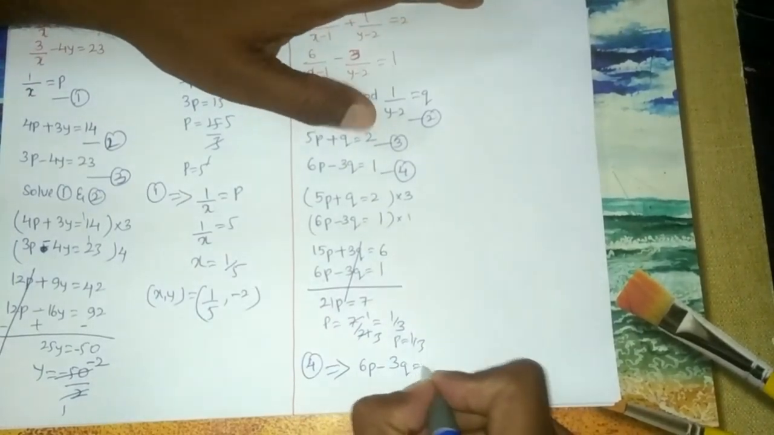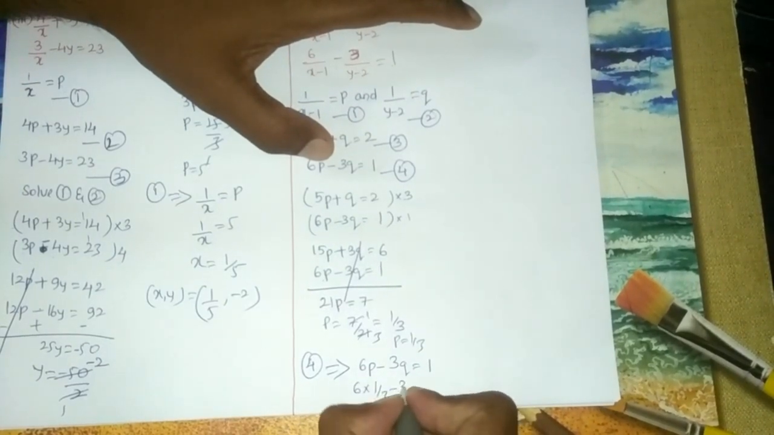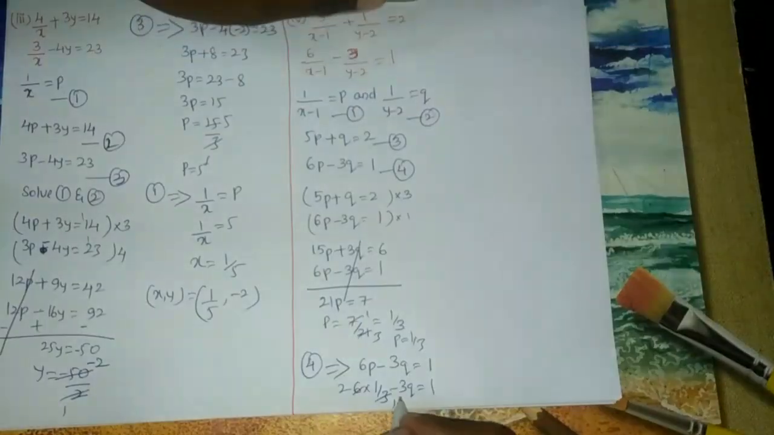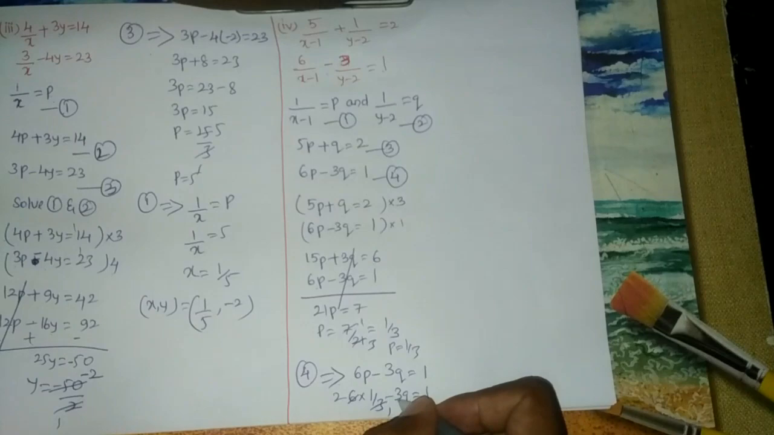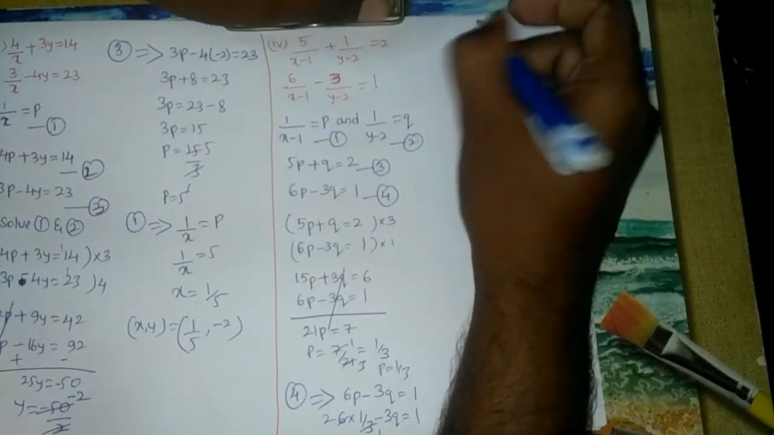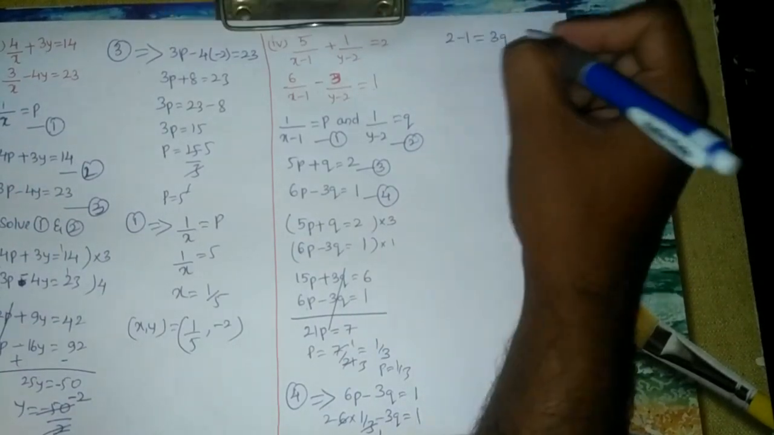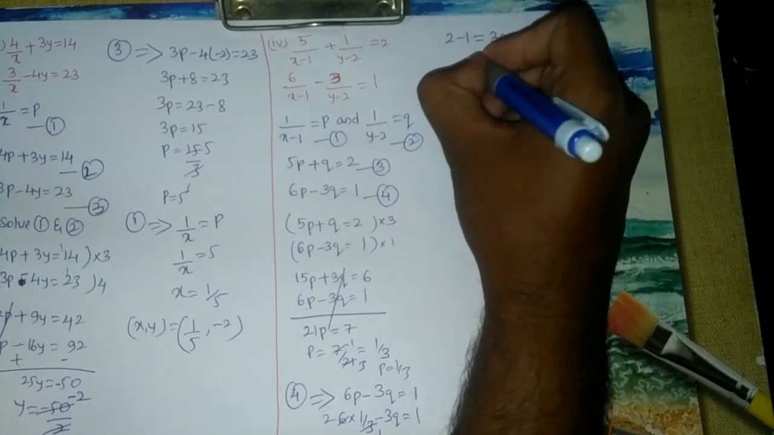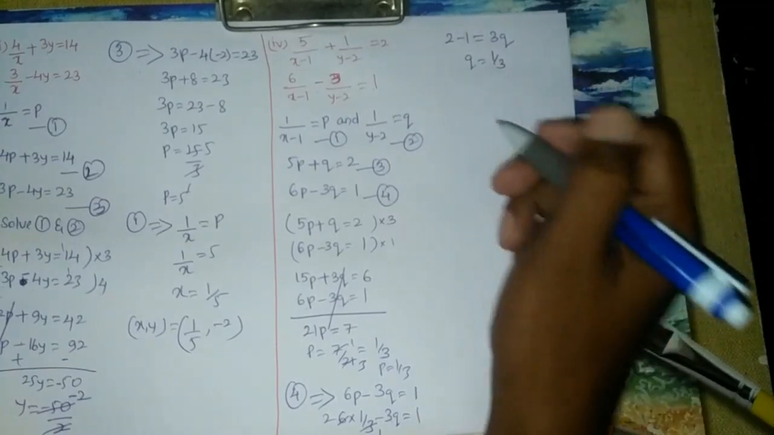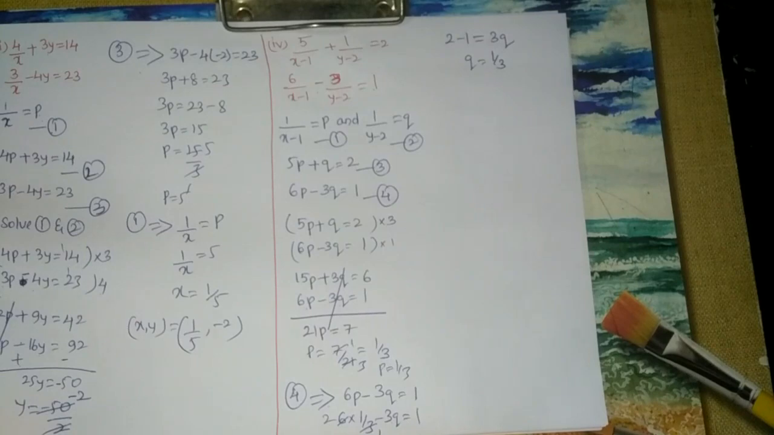So 3q equals 1, or 6 into p is 1 by 3 minus 3q equals 1, or this is 3 1s are 3, 2 3s are 6. So you send 3q to RHS and bring 1 to LHS, it will be 2 minus 1 equals 3q, or q equals 1 by 3. So we have got the value of p as 1 by 3 and q as 1 by 3.